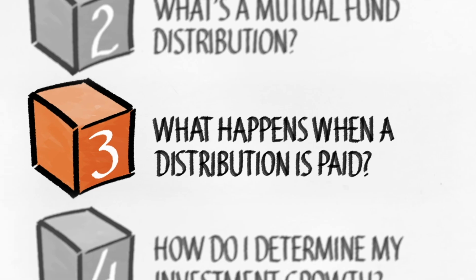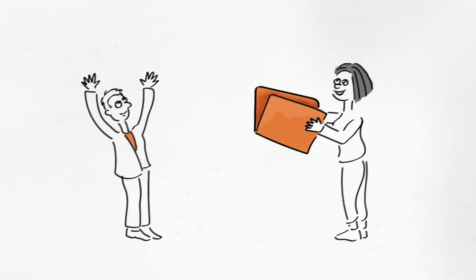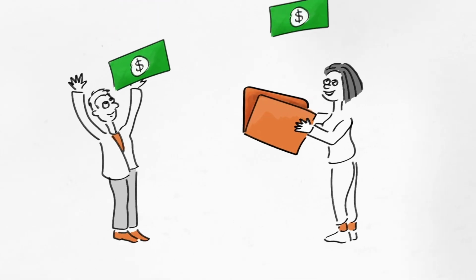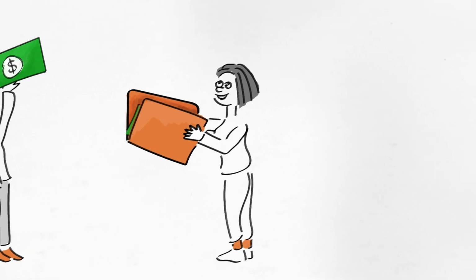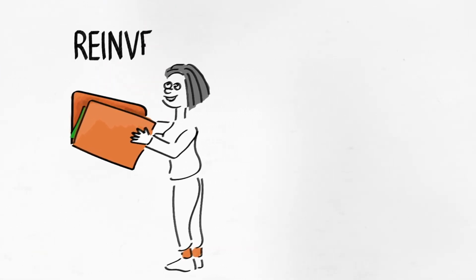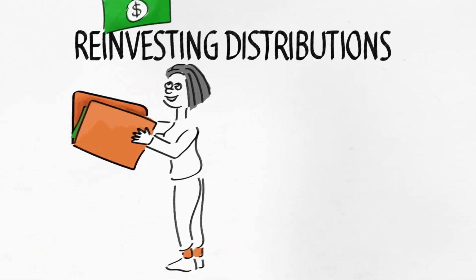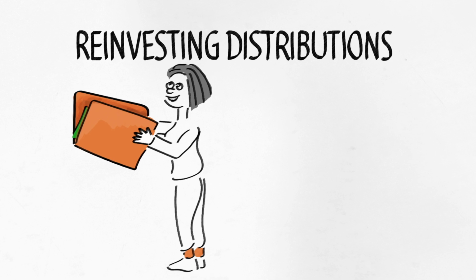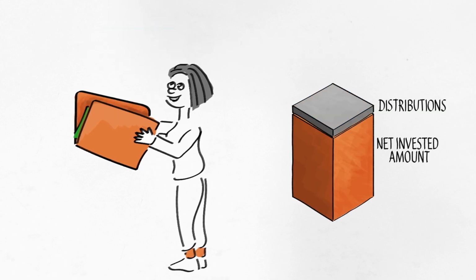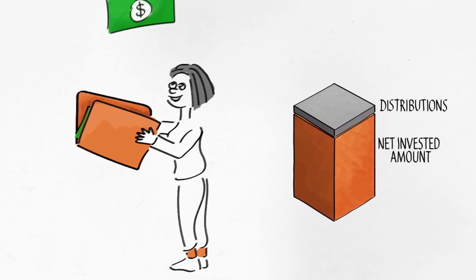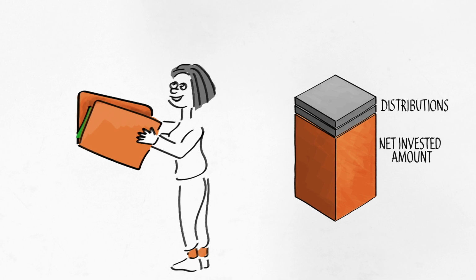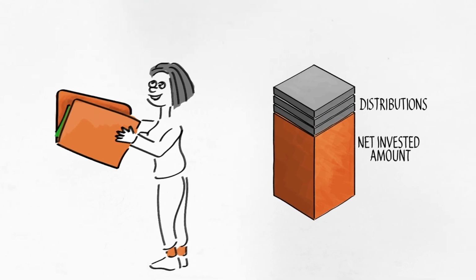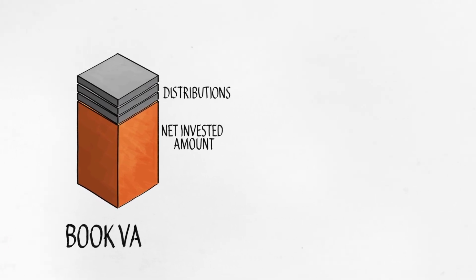What happens when a distribution is paid? When a distribution is paid, investors can choose to receive it in cash or automatically use it to buy more units of the fund they own, known as reinvesting distributions. If you buy more units of the fund with your distributions, your book value increases with each distribution. Your net invested amount plus any reinvested distributions is known as your book value.